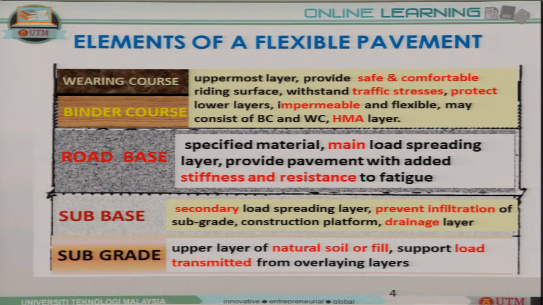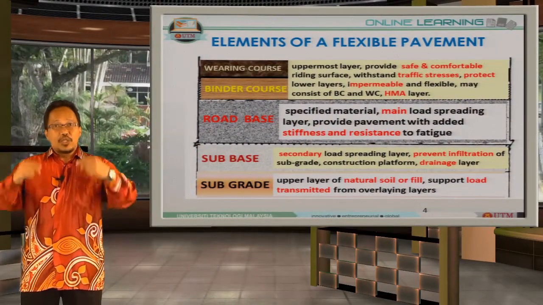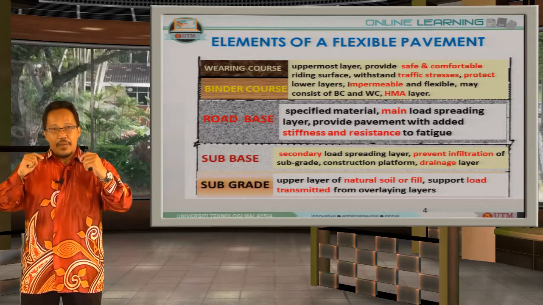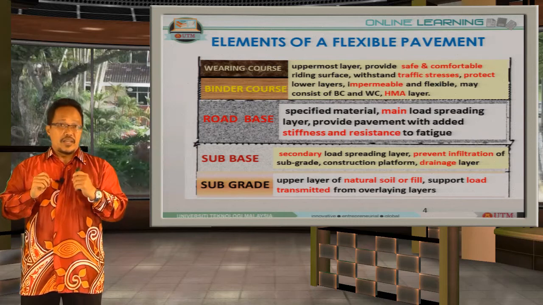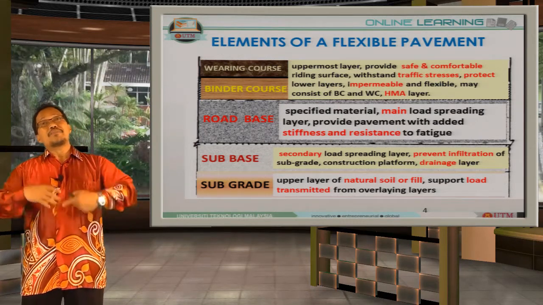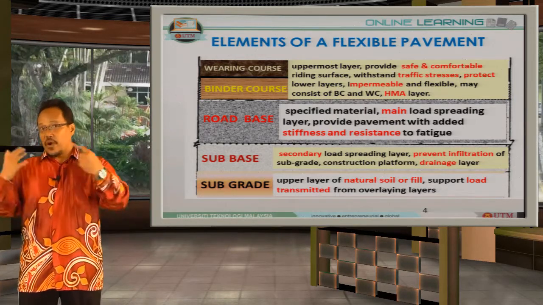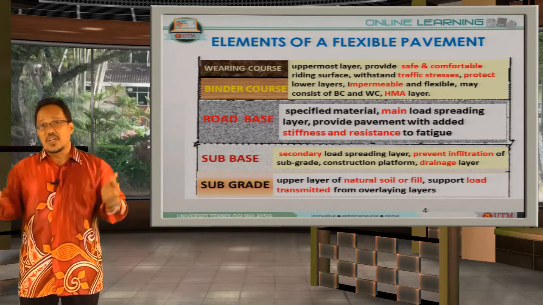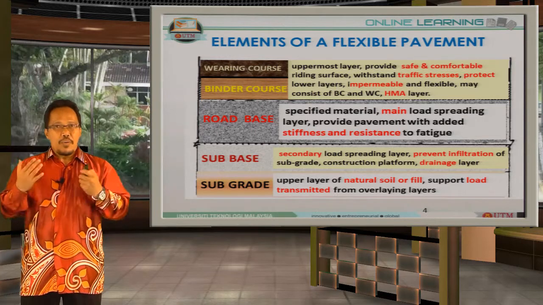Remember, this surface interacts with the road users. It will withstand all the traffic stresses and protect the lower layer. It should be impermeable, meaning that the water should not penetrate this layer. It should be flexible, of course, because this is a flexible pavement, and it may consist of binder course and wearing course, or it may just have wearing course, or it may have three layers. All of it is constructed from hot mix asphalt.